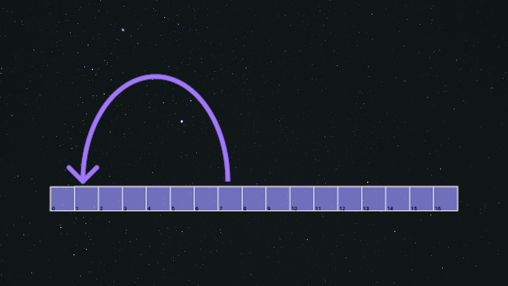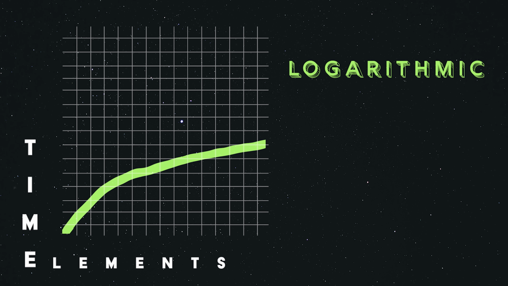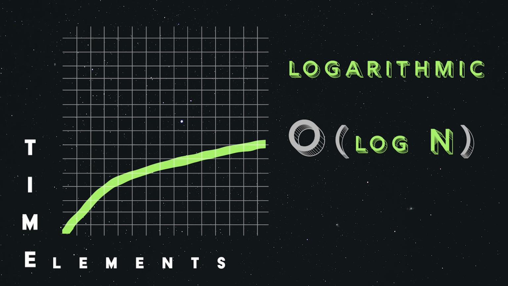If we have a sorted array, we can implement a binary search, where we start in the middle and then jump back and forth until we find the actual value we're looking for. This is known as logarithmic complexity, and it scales much better to a large number of inputs.